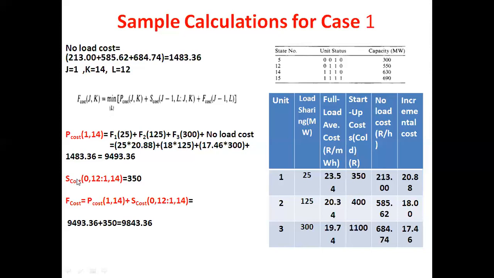This is called the transition cost from 0 to 12 to 1 to 14. At the 12 step, unit 2 and 3 is on, and at the 14 step, we turn on unit 1. So startup 1, 2, 3 is on, which means we just added unit 1. So the startup cost for unit 1 is 350. So the transition cost will be 350.